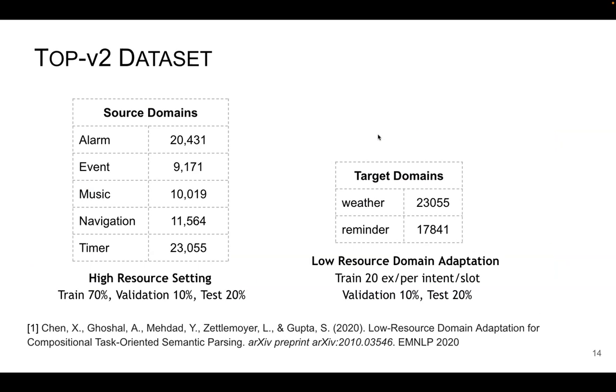Now we use the TOP v2 dataset. I won't go into detail. This dataset has a large variety of hierarchical, complex compositional utterances. It also has the source and the target domain. In this work, we primarily deal with the source domain, and it has been shown in the previous work where this dataset was introduced that it has high capacity to check even low resource domain adaptation, which we kept as future work. So mainly we deal with the source domain, which has 5 main target domains: alarm, event, music, navigation, and timer.